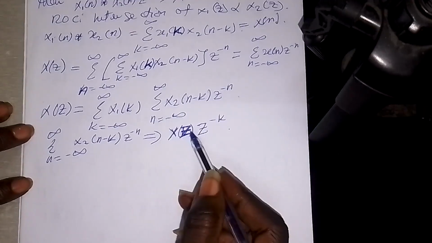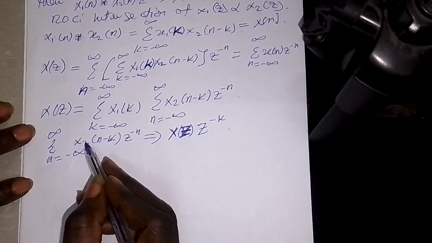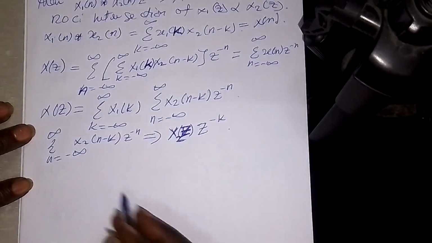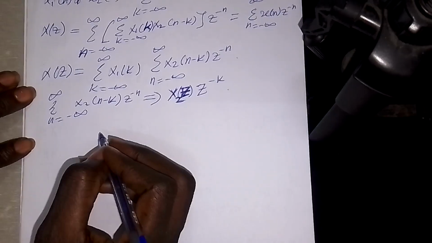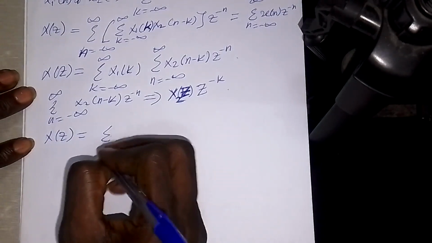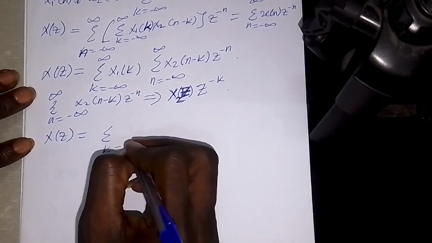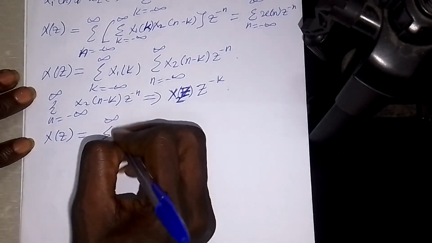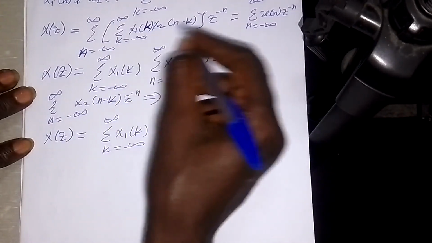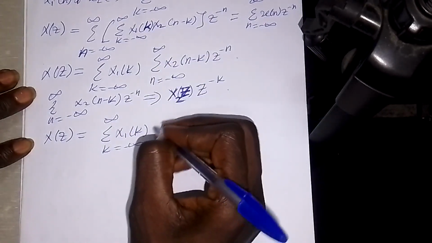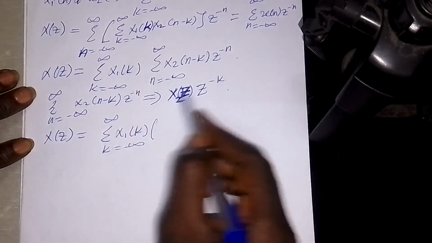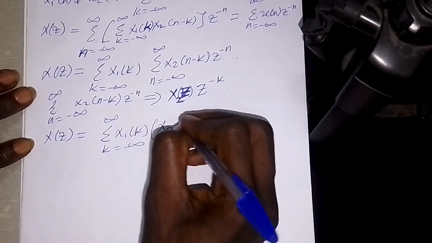So now, since here it is x2, I also put 2 here. Now I can put this one into my equation, and my X of z will now be equal to the summation, k equals minus infinity to infinity, of x1 of k. And then what am I going to get here? Instead of writing this one, I'll put this one there. It's going to be X2 of z into z to the minus k.